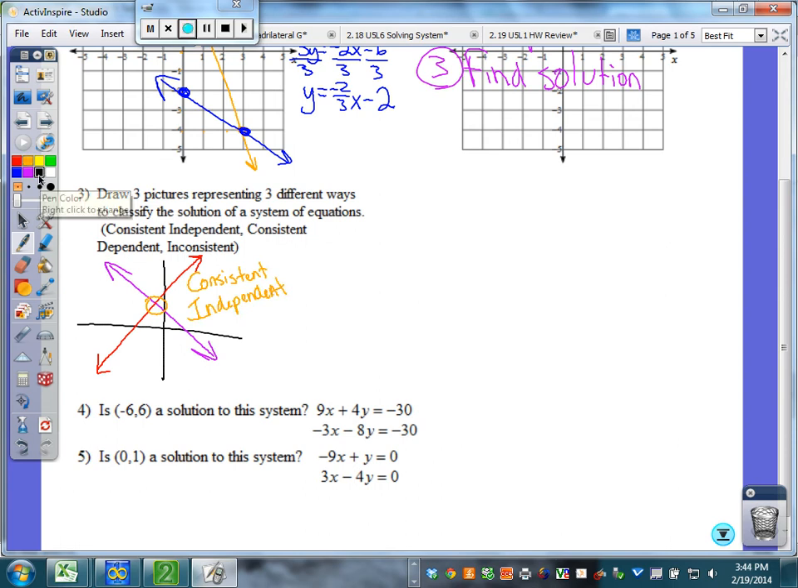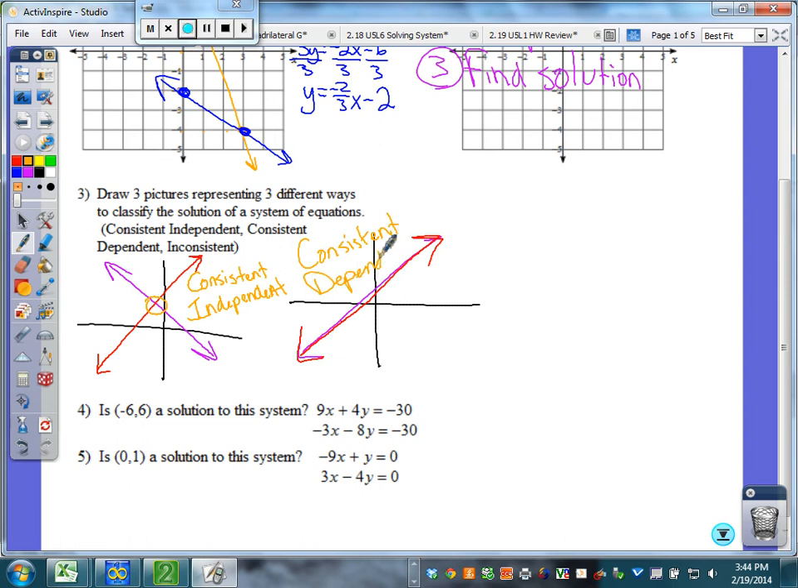The next one, we have consistent dependent, and what that simply is that we have a system, we have one line, and then we really just have the same line on top of the other one. That is consistent because it has a solution, but it's dependent because there's infinitely many solutions.